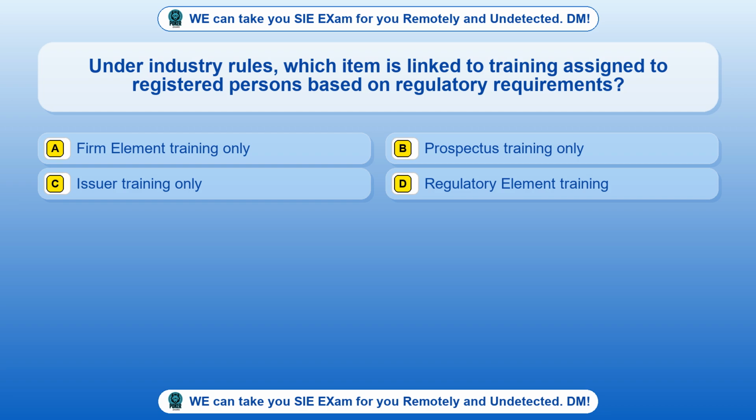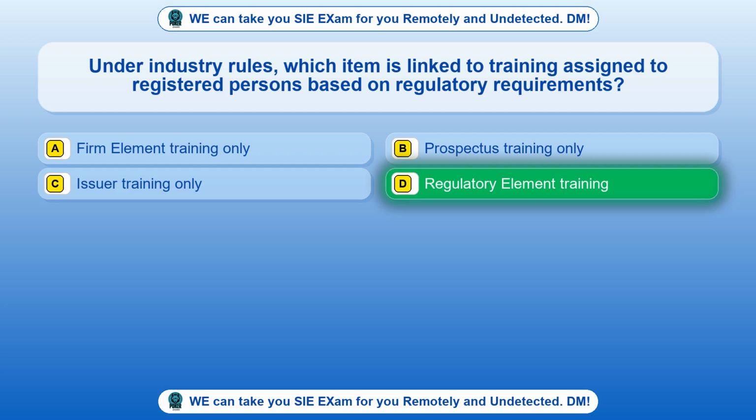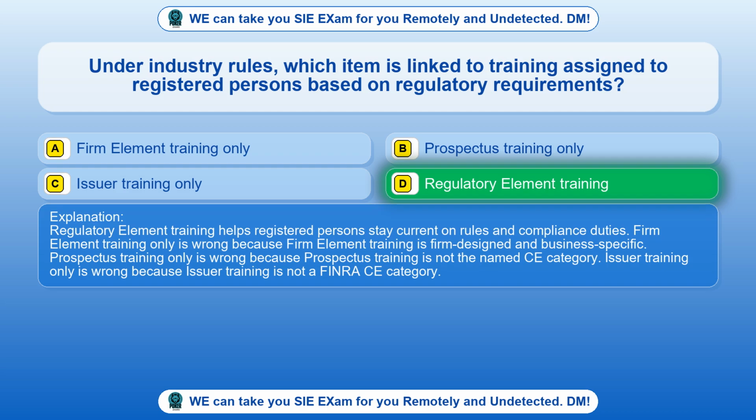Option A, firm element training only. Option B, prospectus training only. Option C, issuer training only. Option D, regulatory element training. The correct answer is option D, regulatory element training. Regulatory element training helps registered persons stay current on rules and compliance duties.